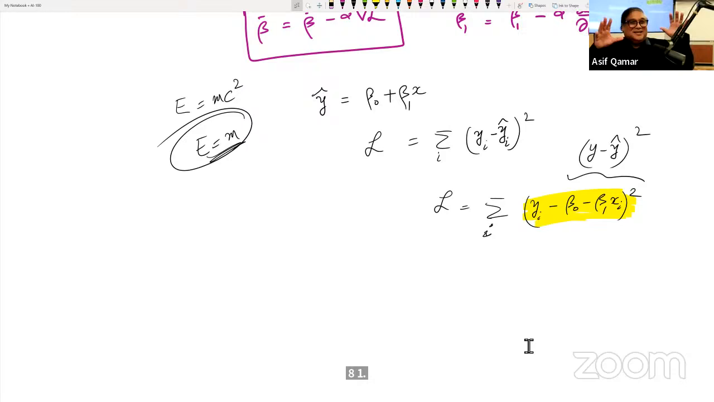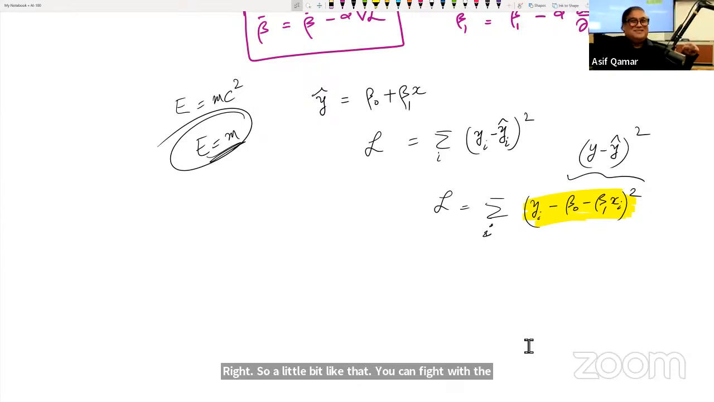So a little bit like that, you can't fudge the data and make it fit your hypothesis. You have to keep the data there and find the best hypothesis, the best value of G. So what changes is beta naught and beta 1.